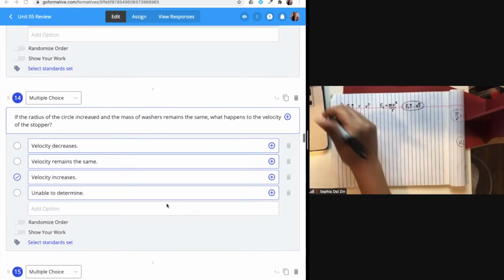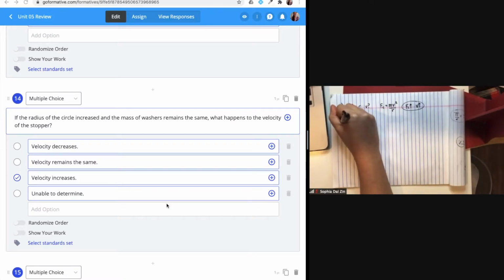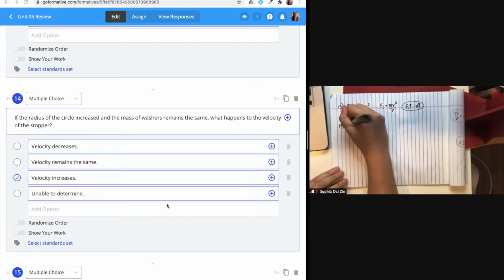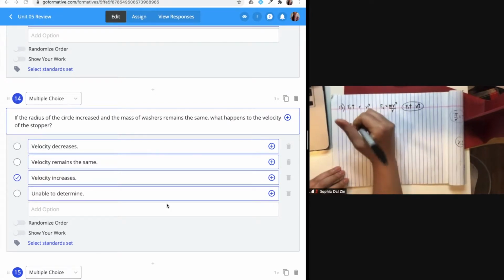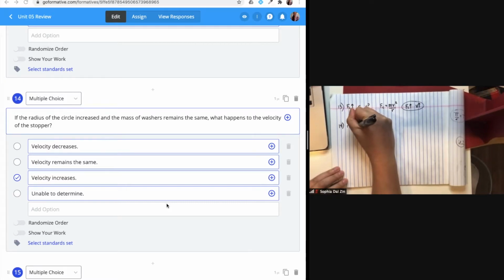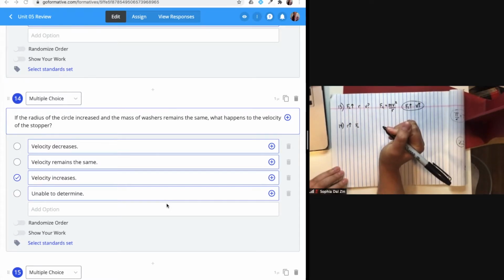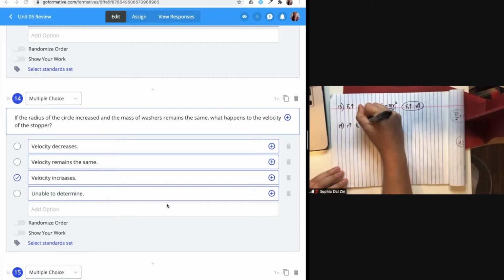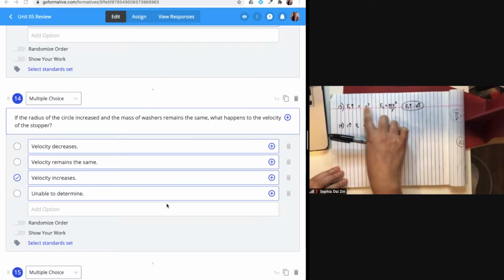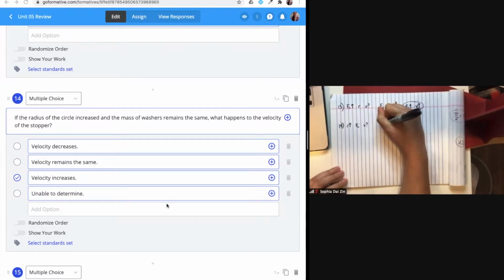Let's do the same thing for 14. We're going to look at an equation and pick proportions. This says if the radius increases, the mass of the washers, that centripetal force, stays the same. Now what happens to the velocity? So it looks like I'm still taking these 3 variables put together. I'm still looking at the same equation.